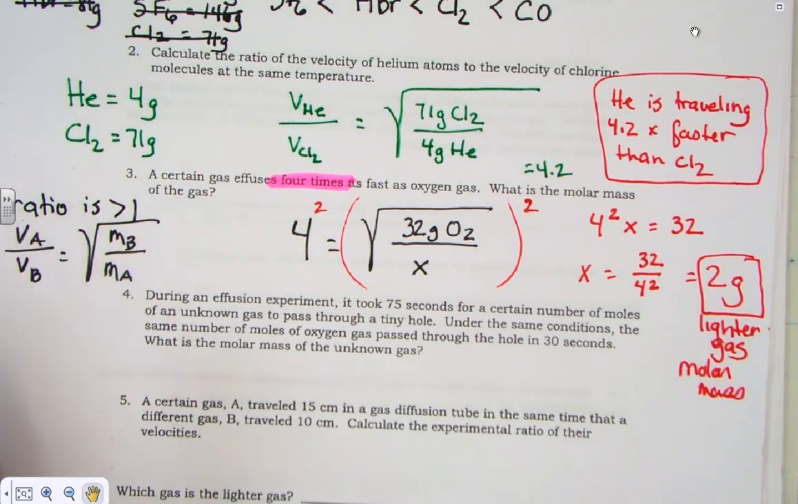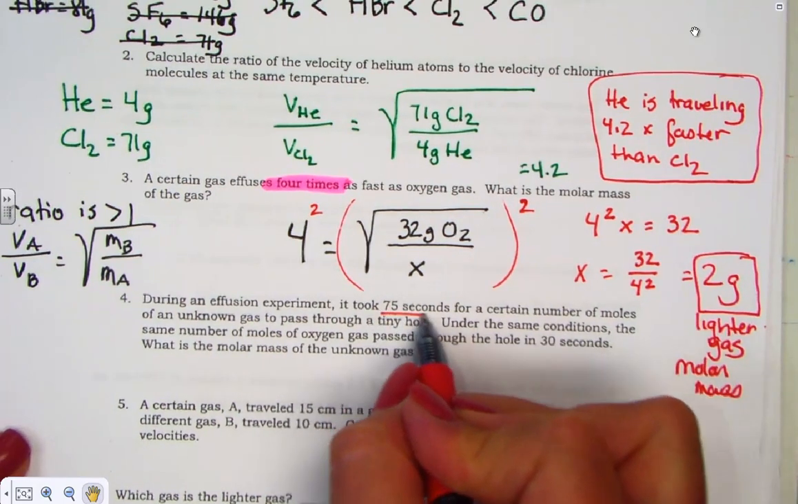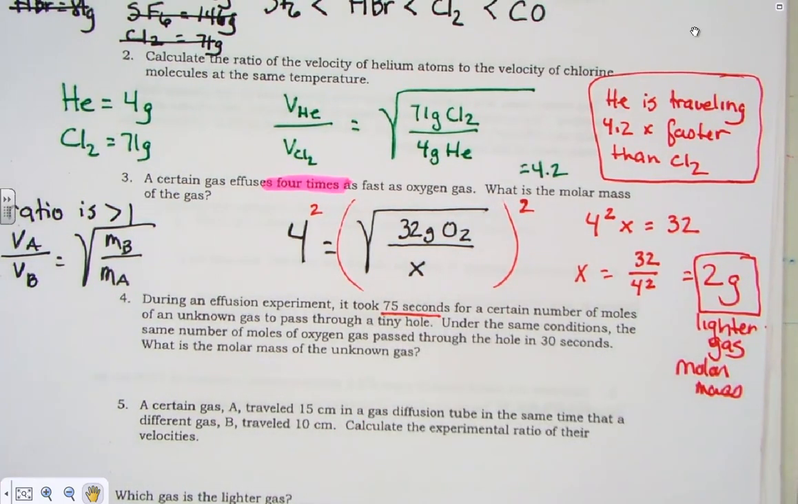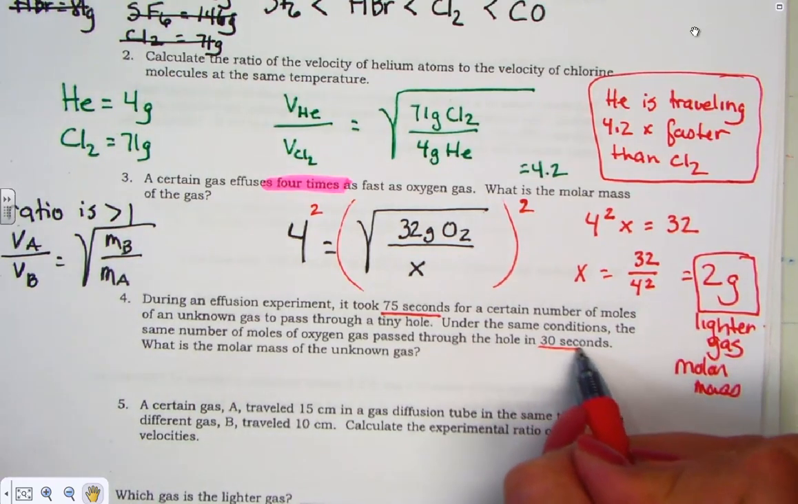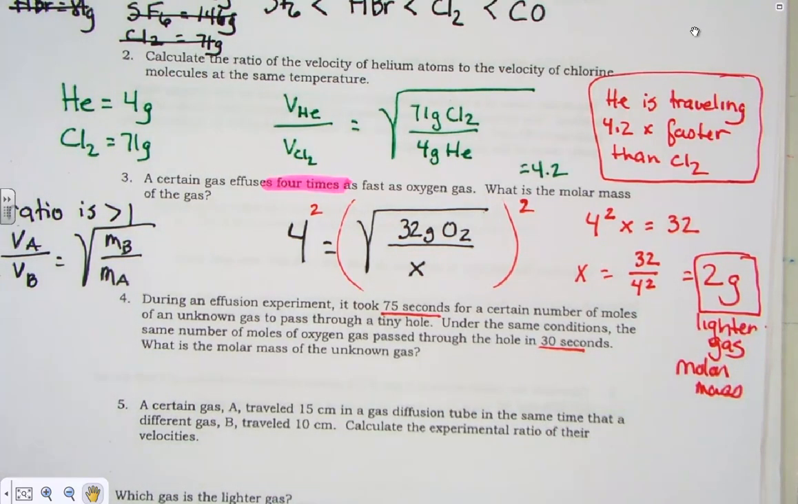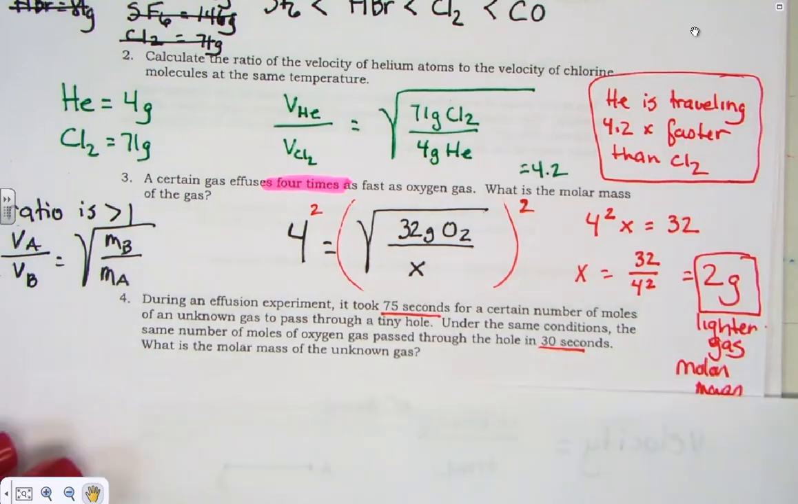Number 4. During an effusion experiment, it took 75 seconds for a certain number of moles of an unknown gas to pass through a tiny hole. Under the same conditions, the same number of moles of oxygen took 30 seconds. What's the molar mass of the unknown gas?